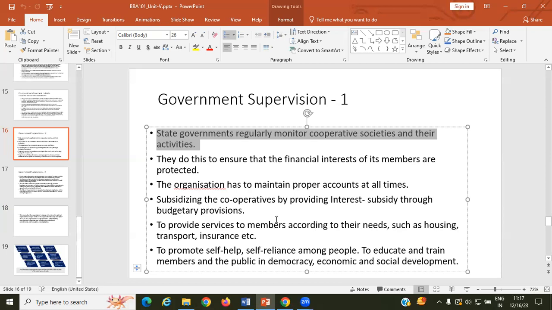Subsidizing the cooperative by providing interest subsidies through budgetary provision. That is one area where government is interfering and helping people to provide services to members according to their needs, such as housing, transport, insurance.